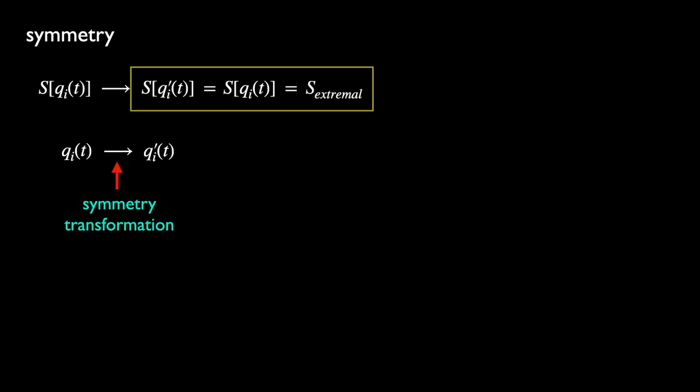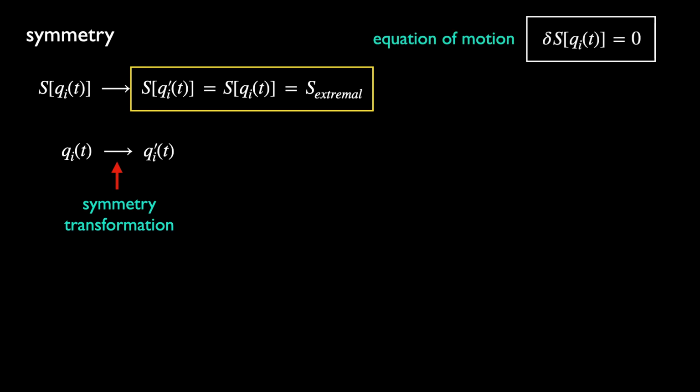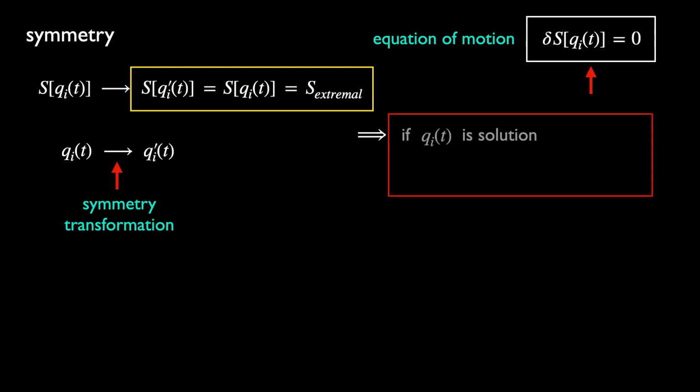Now is a good time to discuss the consequence of symmetry in the action. The symmetry is defined by the transformation of q to q prime. An action is symmetric if it is invariant under this transformation. This invariance implies that if the solution q extremizes the action, so will q prime. This means both the first-order variation of S with respect to q or q prime must be equal to zero. In other words, if q(t) is a solution of the equation of motion, so is q prime(t).